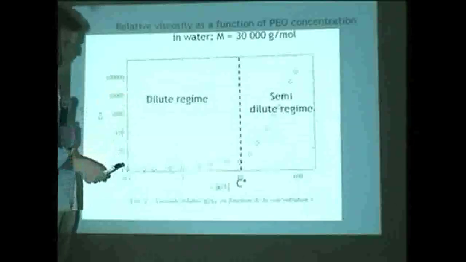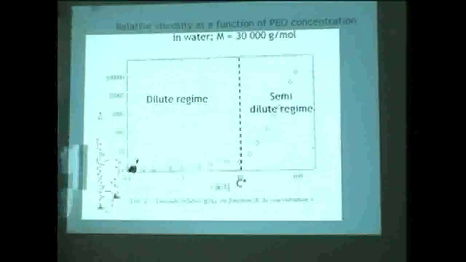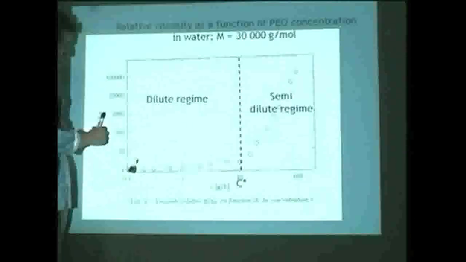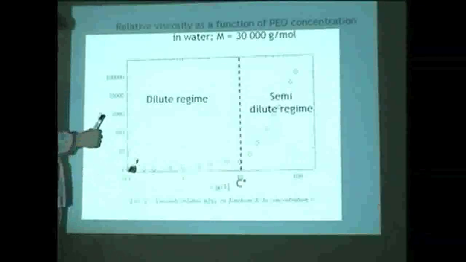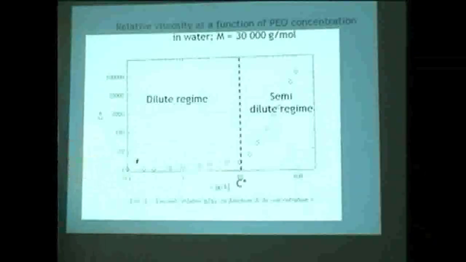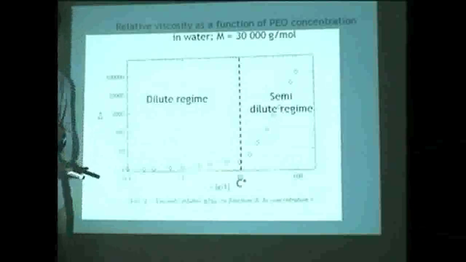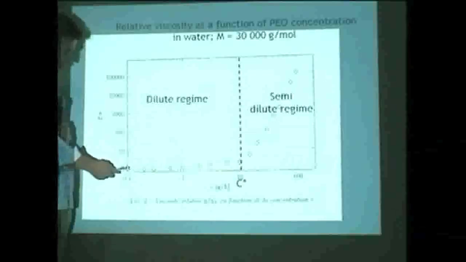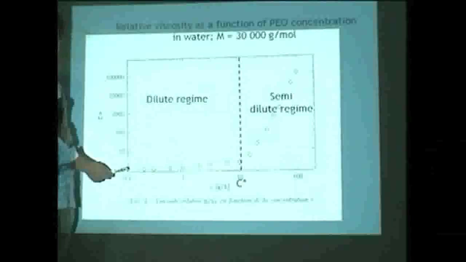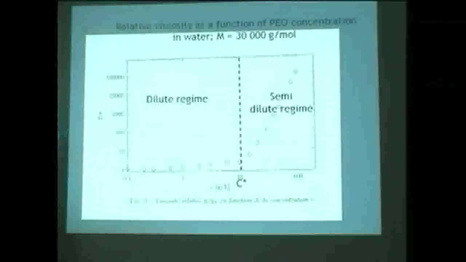Here it's a log scale, okay, log scale, and here you have the viscosity of the polymer solution divided by the viscosity of the pure solvent. Okay, so at first, when you have very few coils, the viscosity of the polymer solution is very close to the viscosity of the solvent. Okay, this is logical. When you flow the solution, the coils are moving one relative to another, but this is dominated by the solvent.